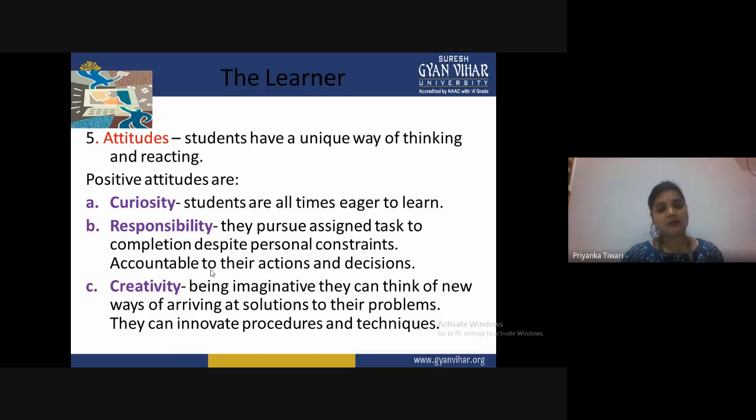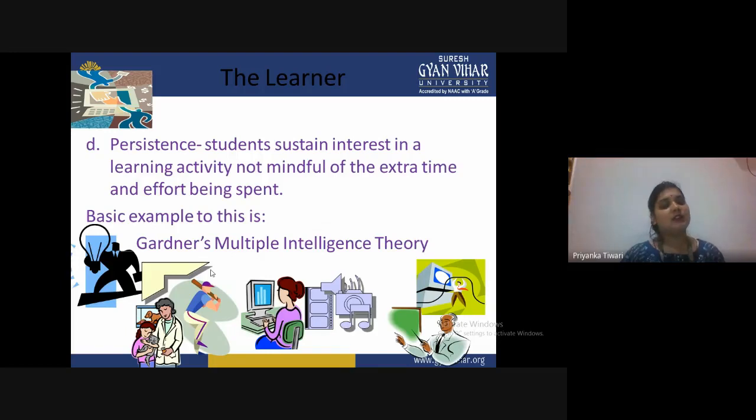Creativity means being imaginative. They can think of new ways of arriving at solutions to their problems. They can innovate procedures and techniques. A persistent student sustains interest in a learning activity, not mindful of the extra time and effort being spent. A basic example of this is Gardner's multiple intelligence theory.